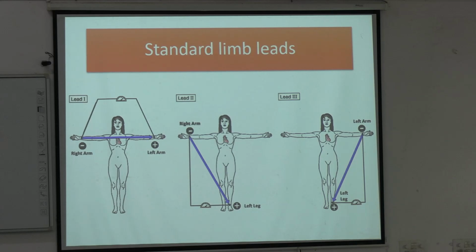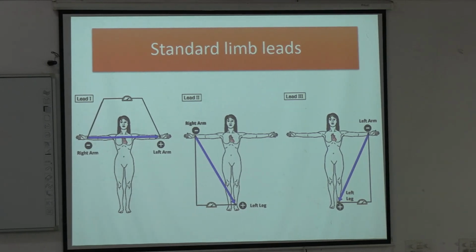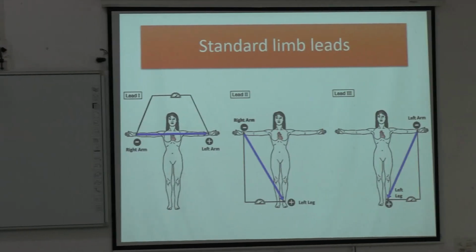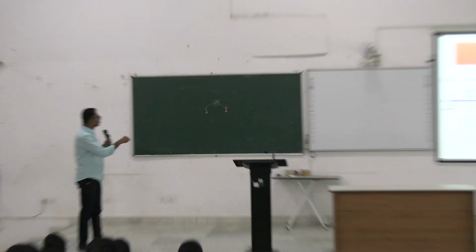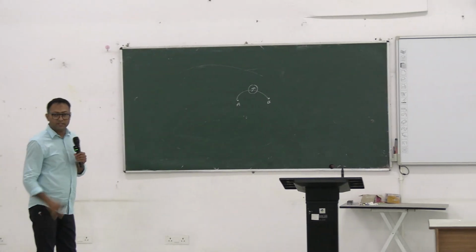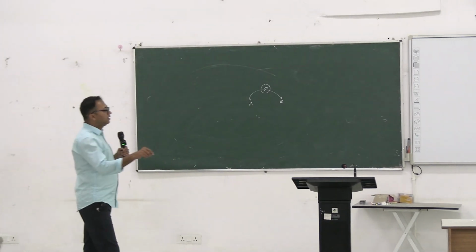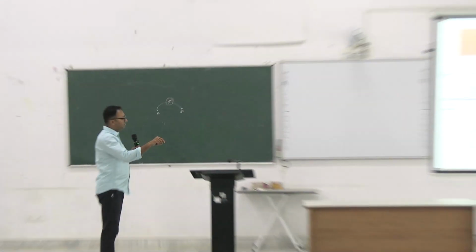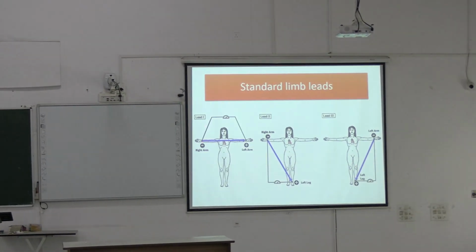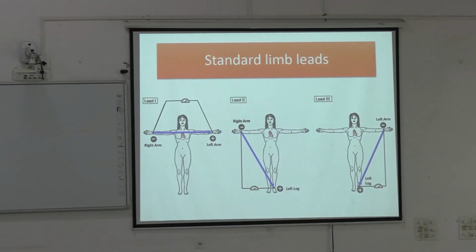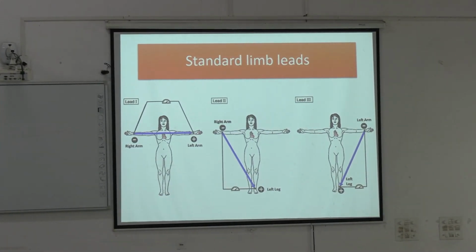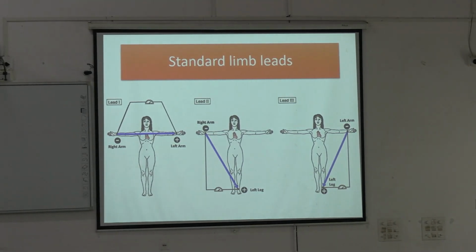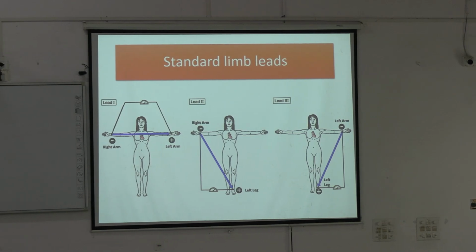Now come to the standard limb leads, the basic understanding of lead. As I told, at point A and point B, I have connected two electrodes and in between a voltmeter. It constitutes a lead. Similarly, you apply one electrode here, right arm, one electrode here, left arm, and connect it with a voltmeter, it is lead 1. The direction is from negative to positive. This is the direction of lead 1.